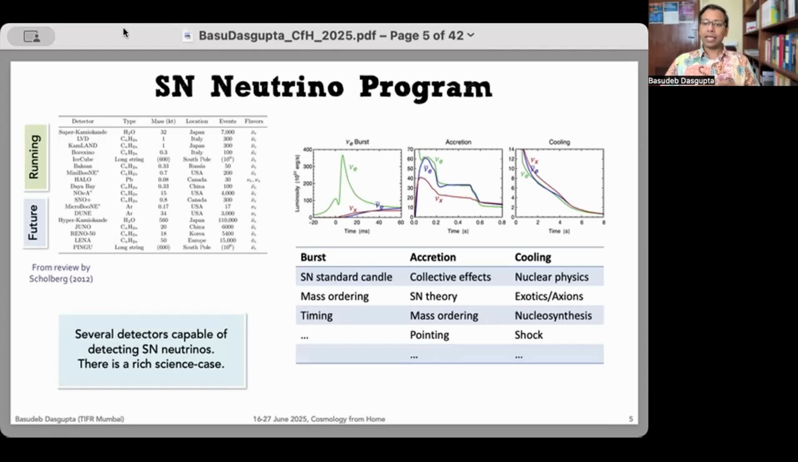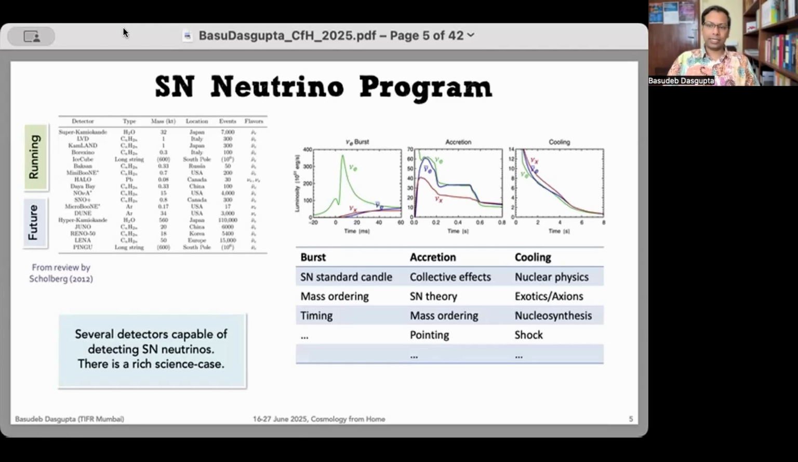hours later. Then in the later phase, in the accretion phase, you become sensitive to these collective effects and various aspects of supernova explosion dynamics. For example, there are these things called standing accretion shock instabilities. These are wobblings of the supernova shock wave under the action of neutrino heating and convective dynamics. Then you are still sensitive to neutrino mass ordering in some other ways. You could start pointing to the source because by now you've detected a sufficient number of neutrinos and you have angular resolution. And then again, this is useful for alerting optical telescopes.